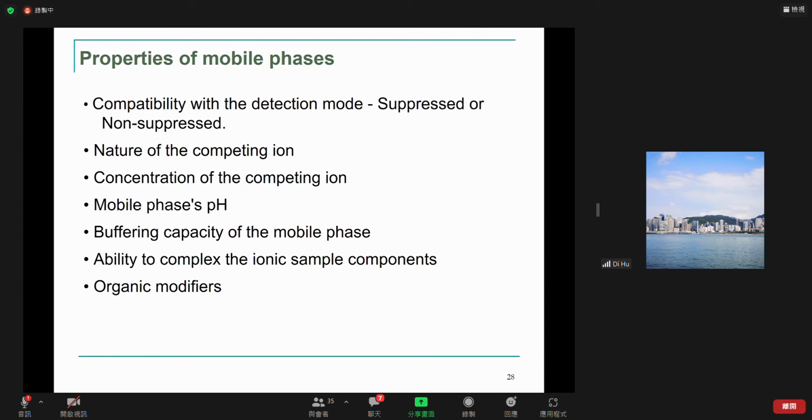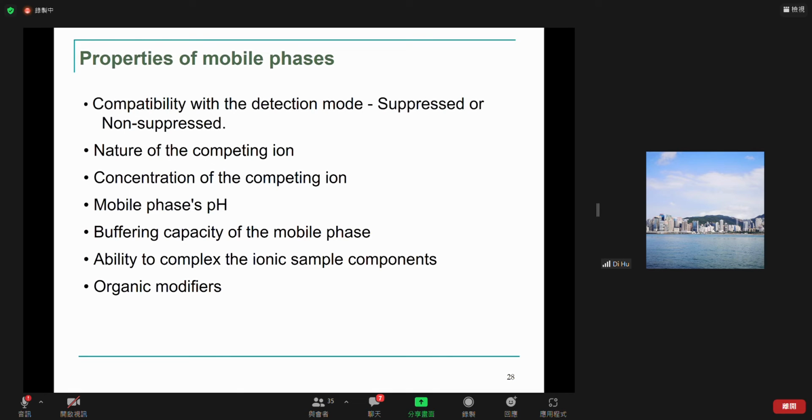So how about the property of the mobile phase? The property of the mobile phase also plays a role, okay? Because the elution strength of the mobile phase, as I already mentioned, is controlled by changing the ionic strength of the mobile phase, the pH of the mobile phase, and also the type of the competing ions, right? The mobile phases used in ion chromatography are typically aqueous: an aqueous buffer solution, or an aqueous acid solution, or an aqueous alkaline solution, right?